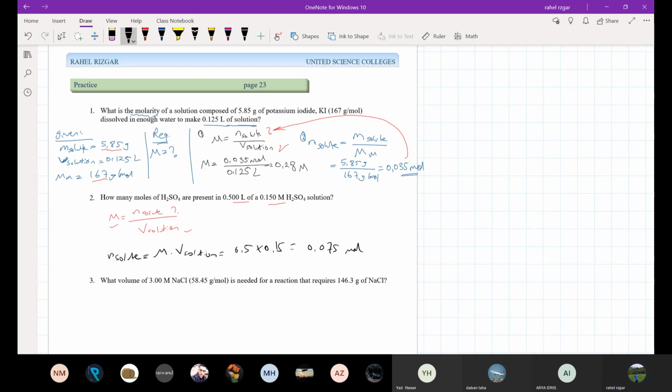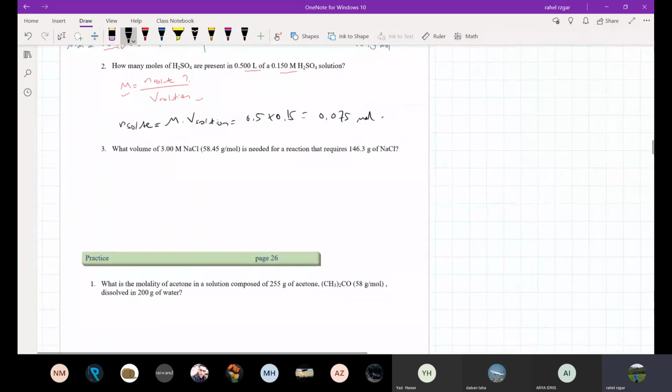0.075. Once we found mole, that's it. So this type of question is very easy. The next question is also like the first one. It also needs both of the equations. But in this one, instead of asking to find molarity, it's asking to find volume. It's the same steps. You don't have to change anything, just like the first question. But this time molarity is given, and you're just going to find volume.